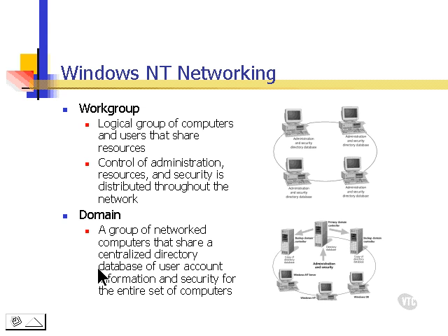Windows NT Networking divides itself into two different types of networks: workgroups and domains. A workgroup is a logical group of computers and users that share resources. Control of administration, control of those resources, and control of security is distributed throughout the network.